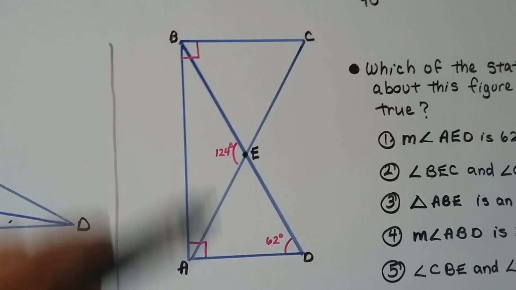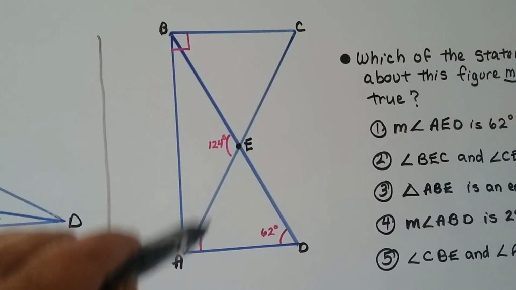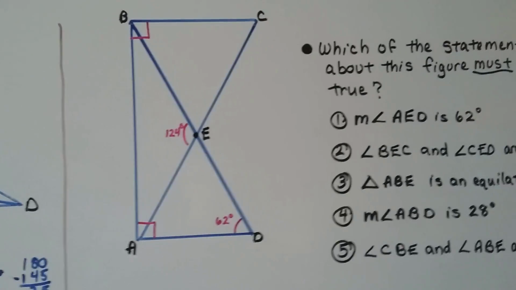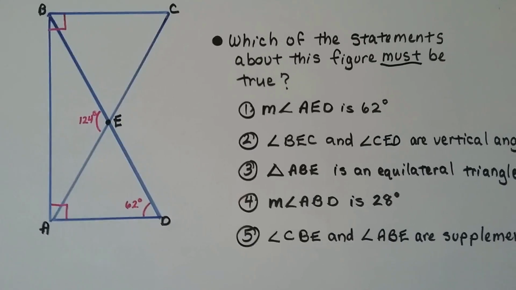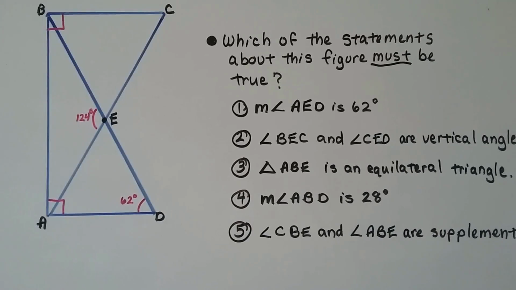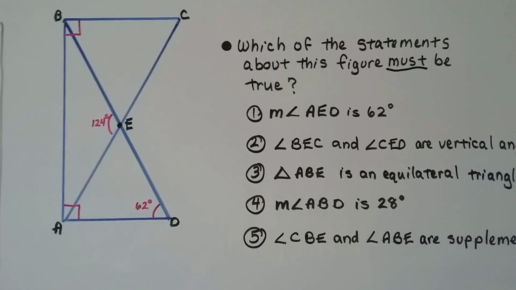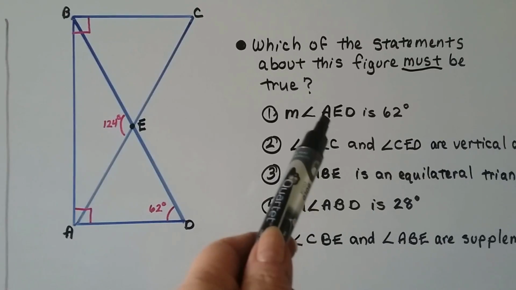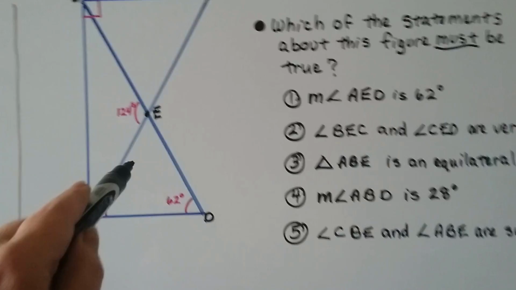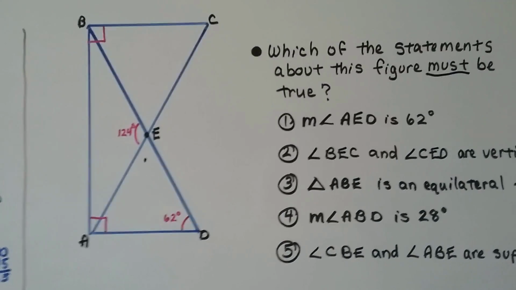We've got this shape. We can see there's a 90-degree angle here and a 90-degree angle here. This is 124. That's 62. And our vertices are labeled. It says, which of the statements about this figure must be true? So not we think it's true, that must be true, that we can actually prove. It says the measure of angle AED is 62 degrees. AED. Is this measure right here 62 degrees?